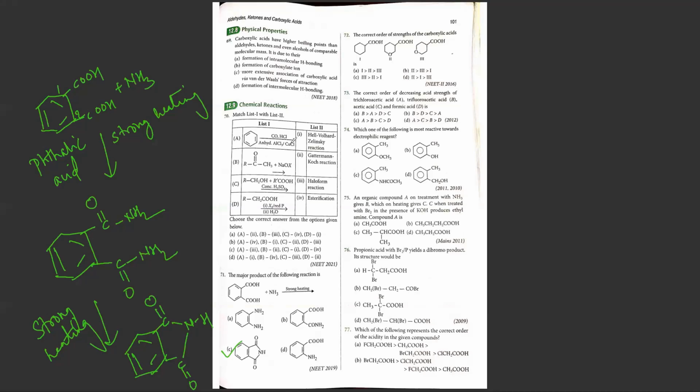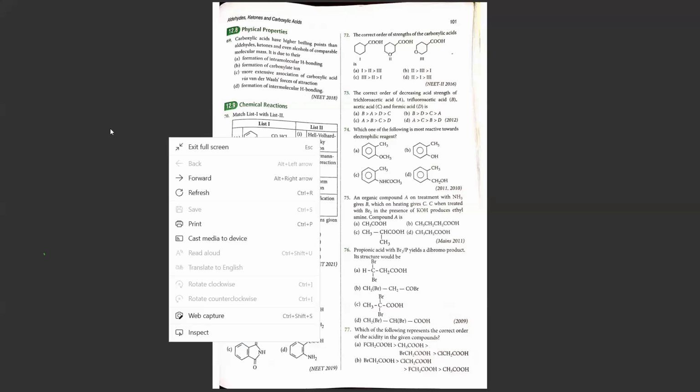So phthalic acid, when you do strong heating with a strong alkali, that is NH3, you get a phthalamide. Further heating, there will be loss of NH3, and you get a phthalimide. So this is the reaction. I hope this is clear. So we'll go for the next. These are almost the same questions. We'll go for the next page.